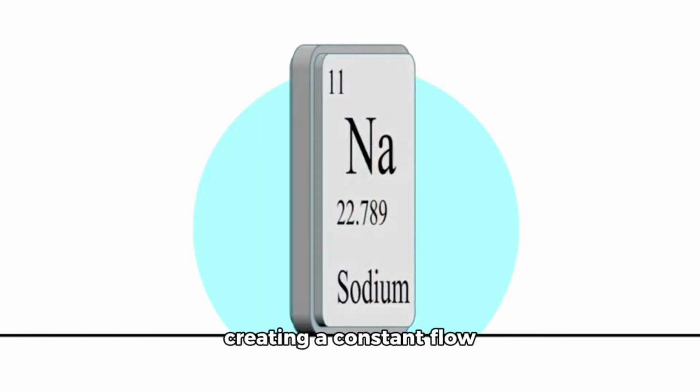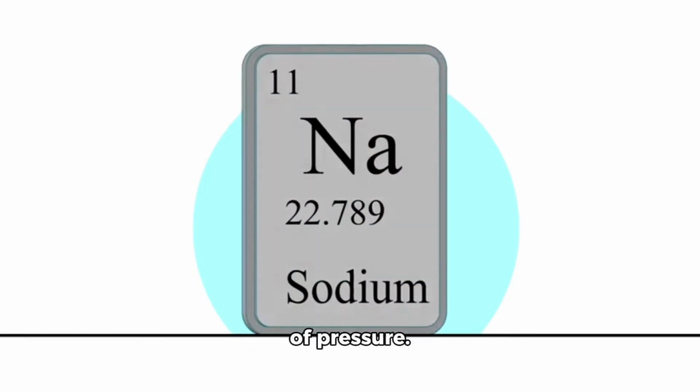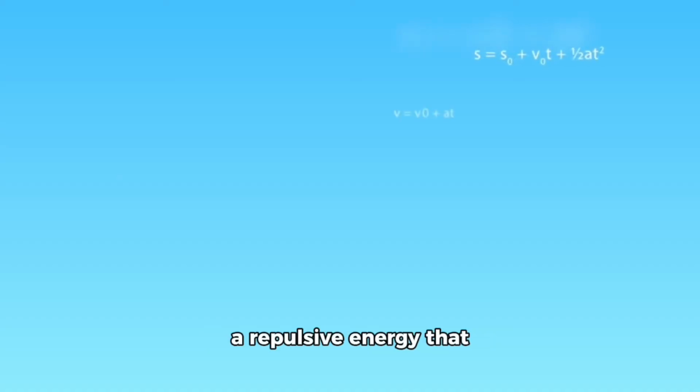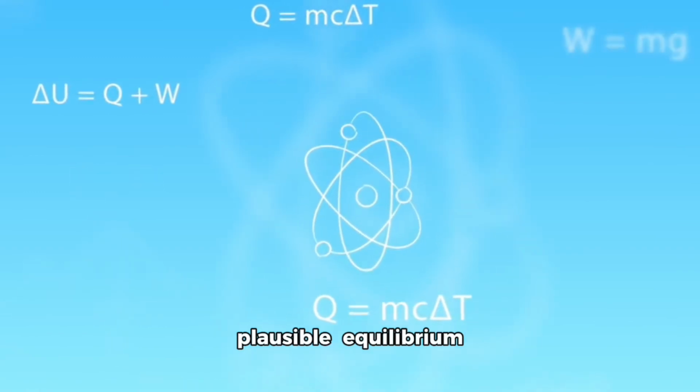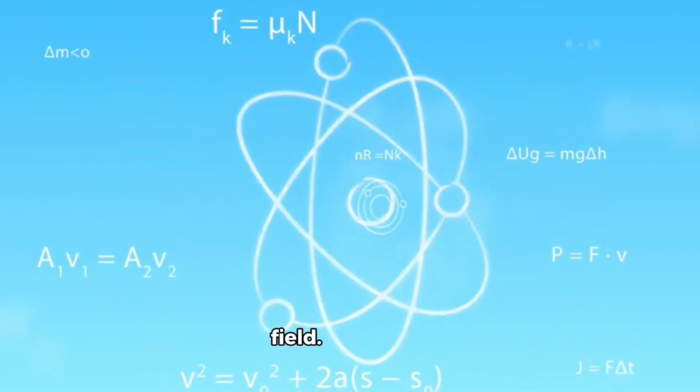Obtained negative energy creating a constant flow of pressure. Such a field that permeates a repulsive energy that cancels each other out at a constant rate, allowing plausible equilibrium expansion in the space field.